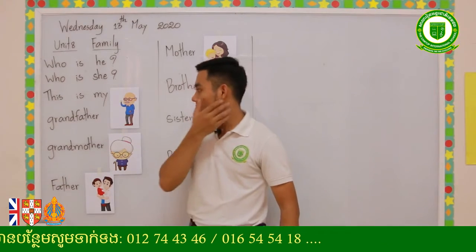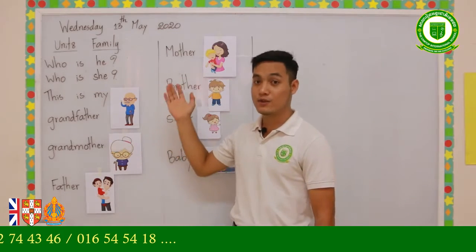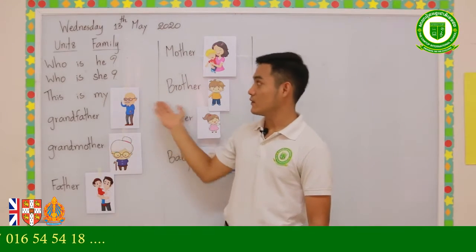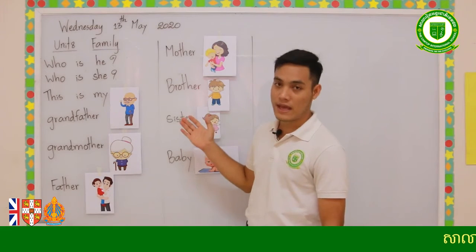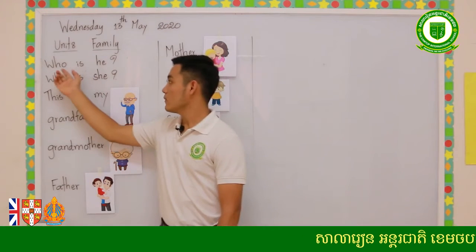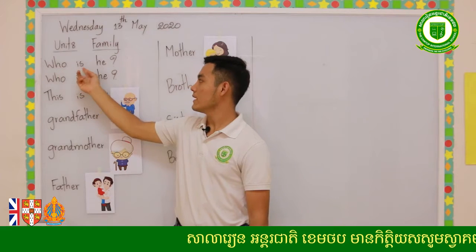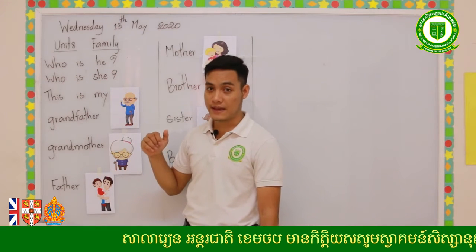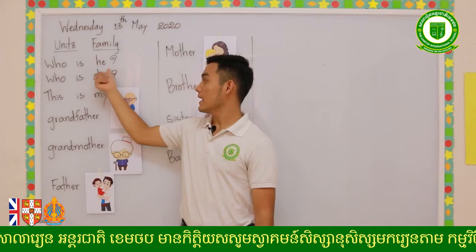Okay, so this is about some new words that relate to your family. And also there are some questions, some sentences. Like the first one, let's practice together. So this one is, who is he? Okay, read together. Who is he?